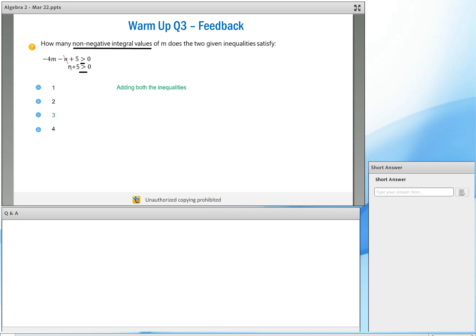So you add both the inequalities, and when you add both of them, n gets crossed out. What you really get is minus 4m is greater than minus 10. You actually added this and took 10 to the other side. So 5 plus 5 becomes 10, and when you take 10 to the other side, it becomes minus 10, which means if you did this, 4m is greater than 10, you actually made a mistake.